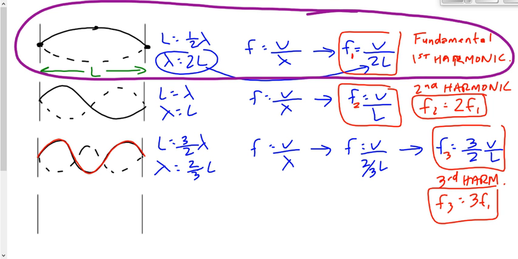Let's say you're given the length of the string, and you want to find the frequency of the 14th harmonic. Well, then use the equation for the first harmonic, get F1, and then multiply it by 14. You could derive the frequency of the 14th harmonic like we did the second and third here, but why bother? If we can deal with the first harmonic, we can always go through the first harmonic to solve for whatever it is that we're looking for. And I'll show you a couple examples of that in just a moment.